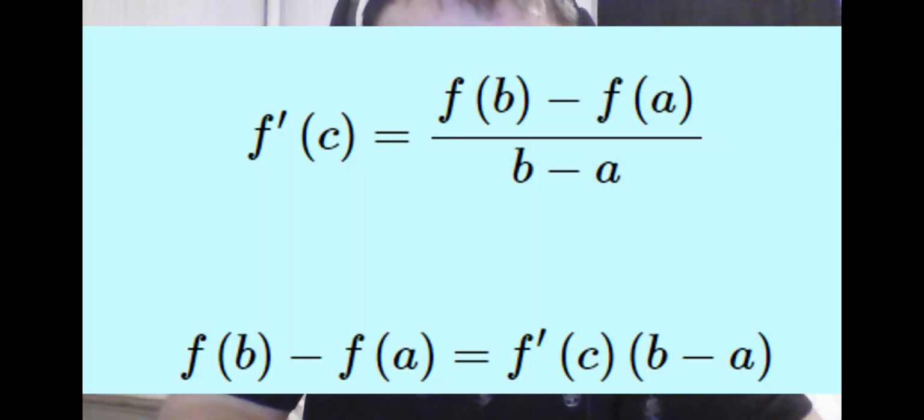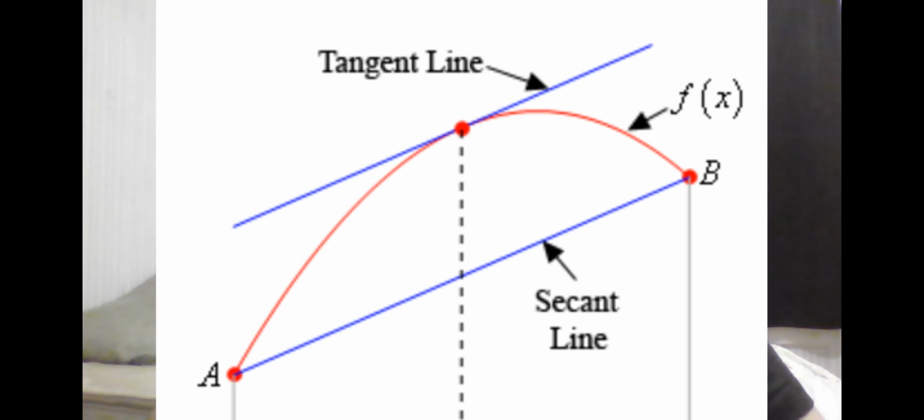We next see if we assume that the derivative of the critical point is function of B minus function of A divided by B minus A. It follows that function of B minus function of A equals the derivative at point C times point B minus point A. And we can see graphically this is true too, because the tangent line at the critical point has the same exact slope as the line cutting through points A and B, which we call the secant line, which comes from Latin secare, to cut. So it literally cuts through points A and B.